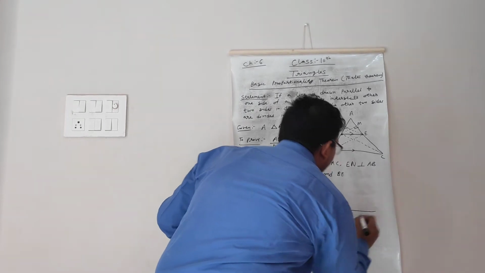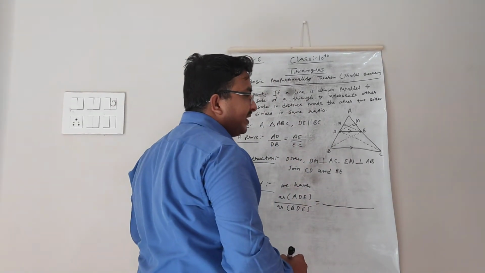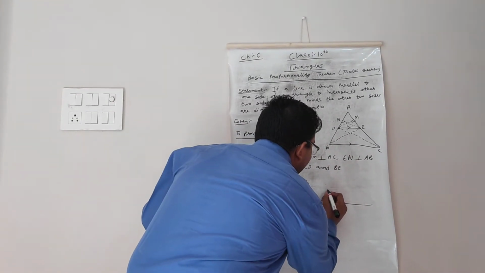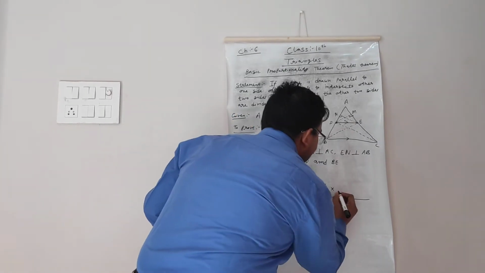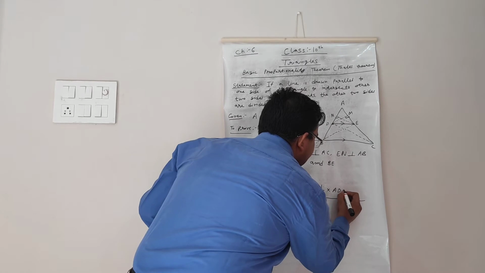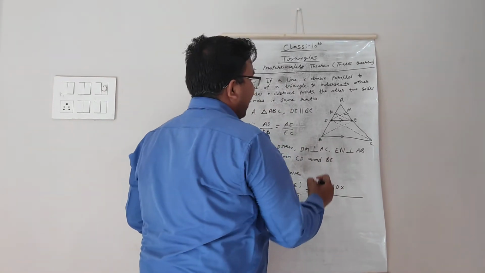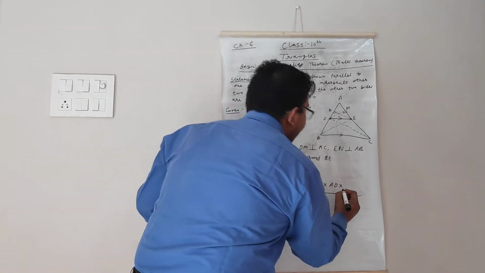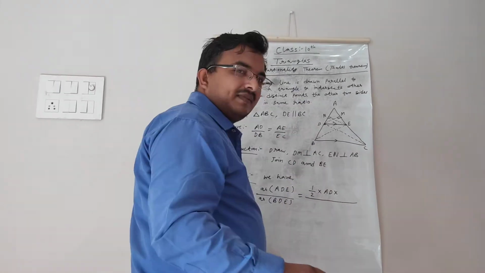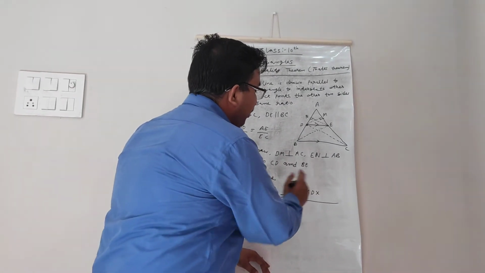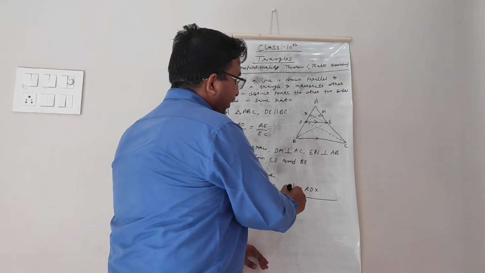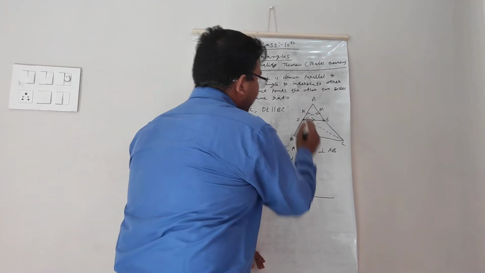What is the area of a triangle? 1 upon 2 into base into height. So for ADE, 1 upon 2 into base, I am taking AD, and height I am taking EN. So the area of triangle ADE is 1 upon 2 into base into height, so I am taking 1 upon 2 into AD into EN.